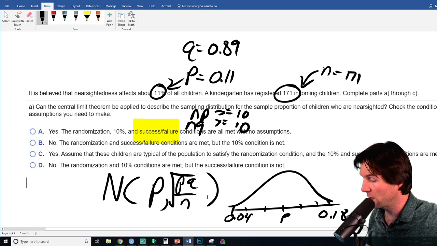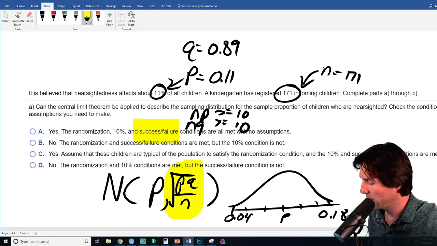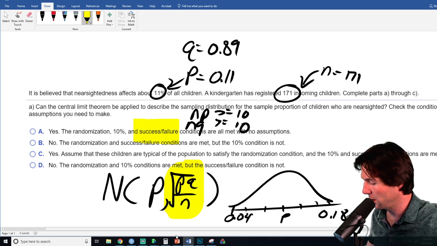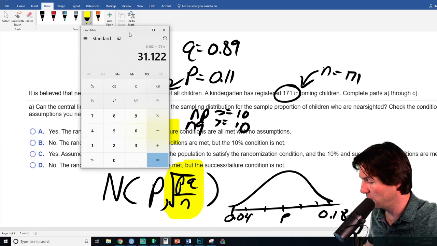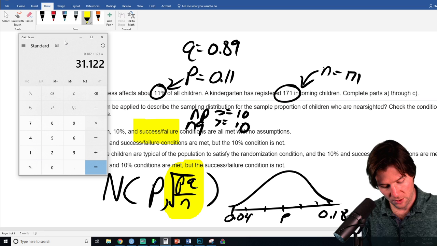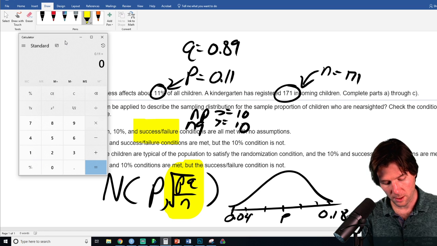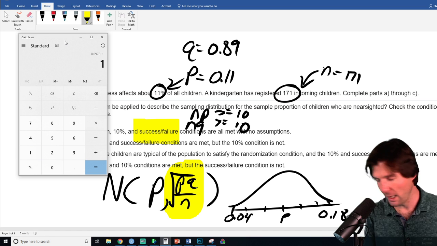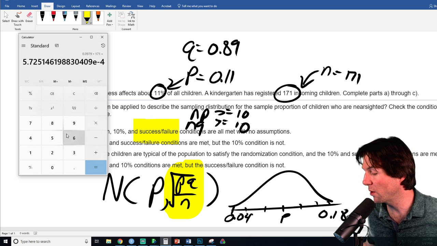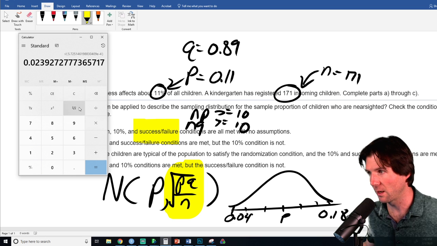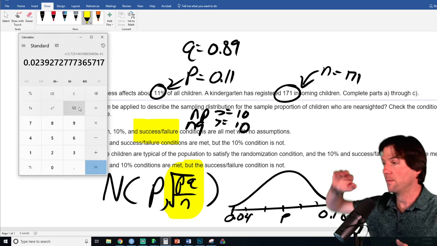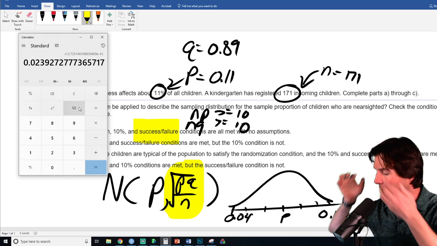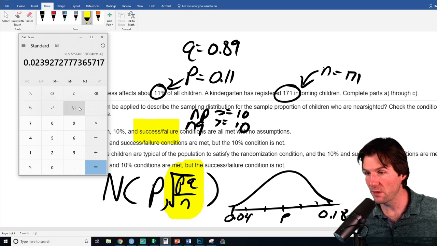We had to find the standard deviation. Great question, Abigail. We had to find the standard deviation. So I'm going to find the square root of P times Q over N. So here's P times Q over N, and then the square root of the whole thing. It's not over the square root of N. It's P times Q over N, square root. And so this is one standard deviation.